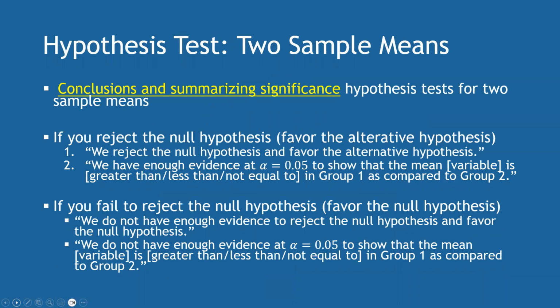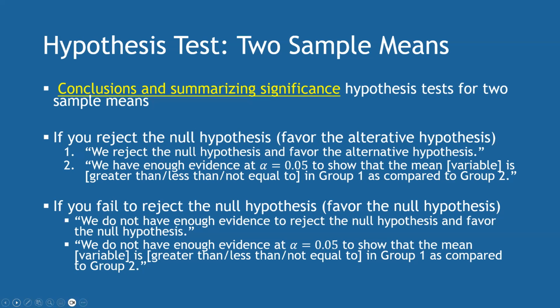Okay, so we looked at this in class last period, but these are the conclusions and a summary of the significance for a hypothesis test of 2-sample means. If we reject the null hypothesis, that is, we favor the alternative, we would say that we reject the null hypothesis and favor the alternative hypothesis, and we have enough evidence at alpha equals 0.05 to show that the mean of the variable is greater than, less than, or not equal to, for group 1 as compared to group 2.